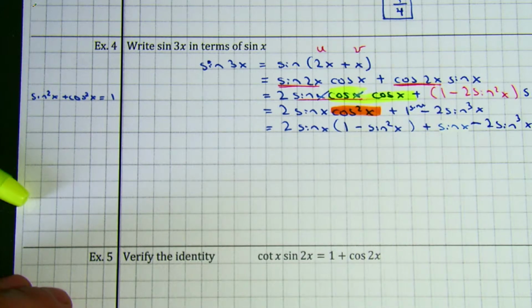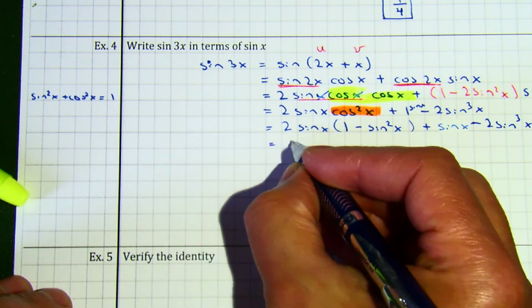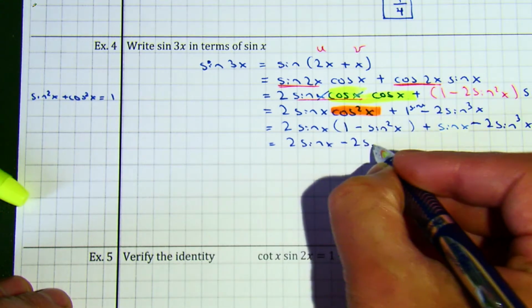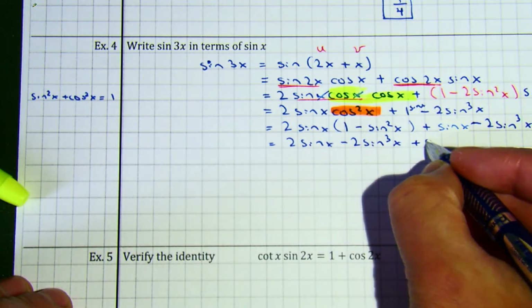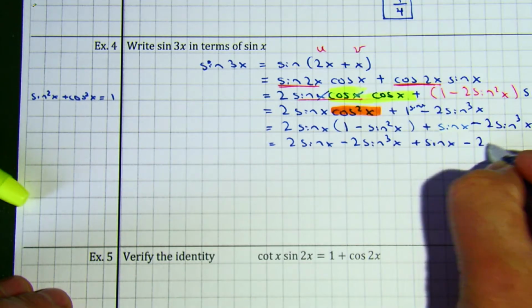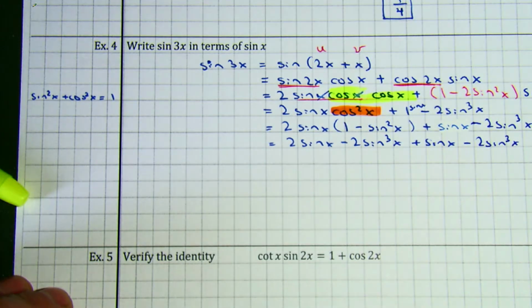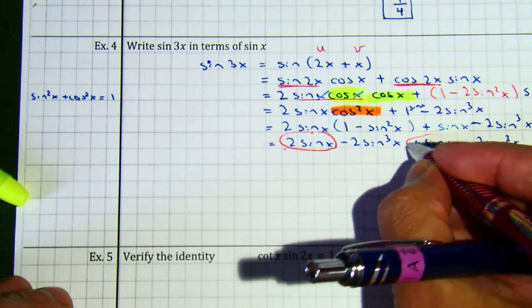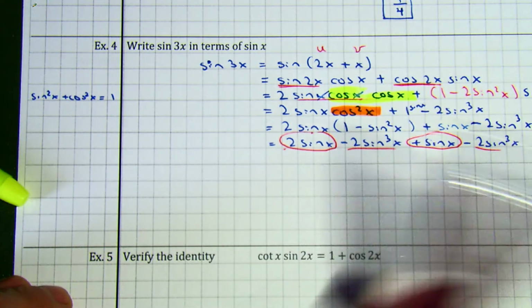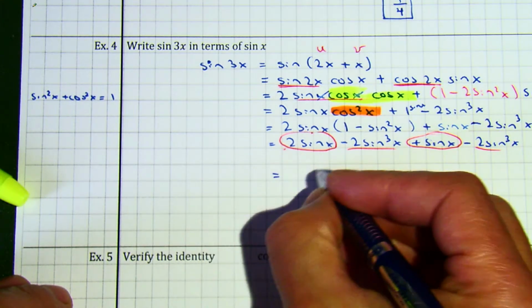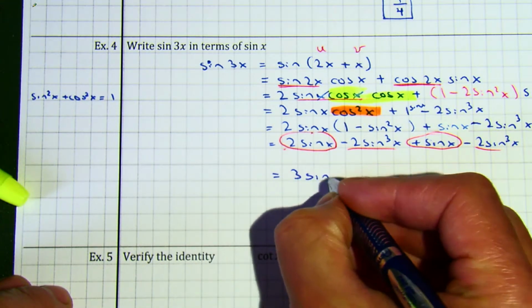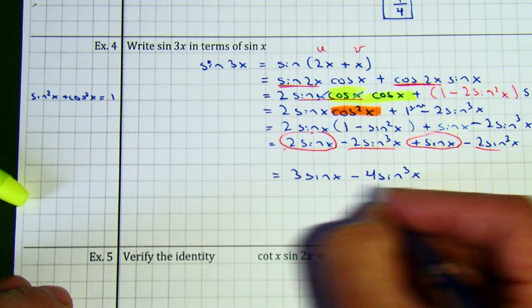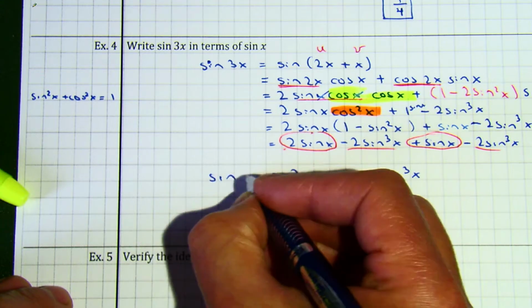And I'm just going to simplify it. So it gives me 2 sine of x minus 2 sine cube of x plus sine of x minus 2 sine cube of x. Let's combine like terms. So that expression is equal to 3 sine of x minus 4 sine cube of x, which is the same as the sine of 3x.